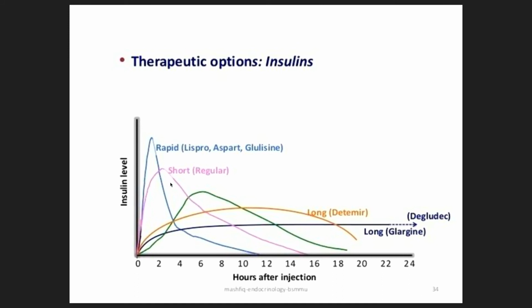If they keep eating snacks between meals and they are using rapid-acting insulin, it will not cover the snacks. So their blood glucose is high. So we need to shift them to short-acting insulin, regular insulin, because the duration of coverage is 6 to 8 hours.